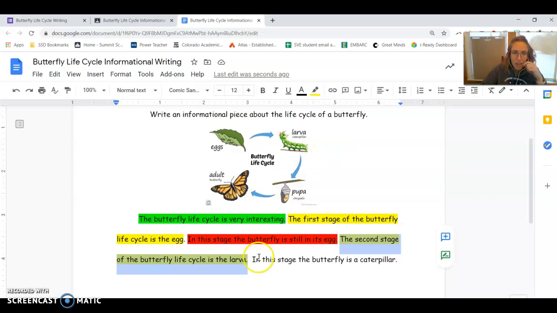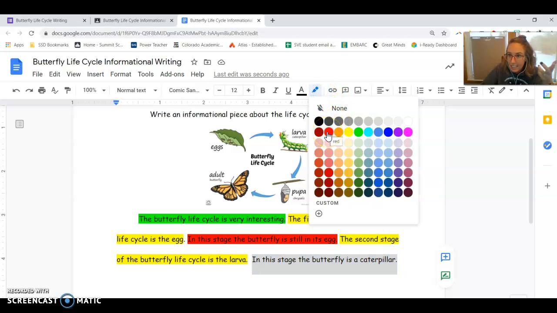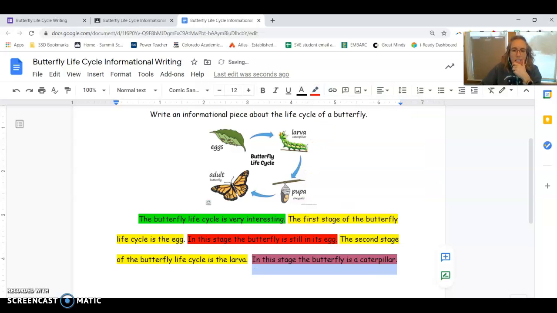Keep that in mind. In this stage, the butterfly is a caterpillar. I gave just a little more information to make this make more sense. Do you have to have the red sentence? No. Does it make your writing extra awesome and more exciting to read? Yes. Okay. Am I done yet?